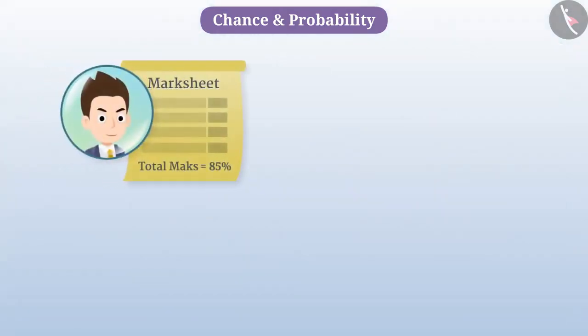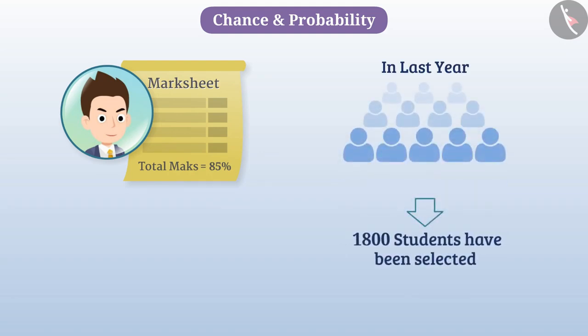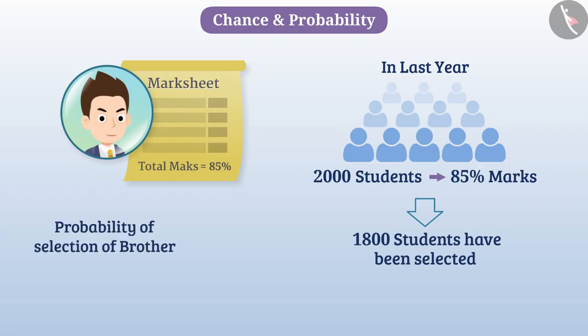Suppose your elder brother has got 85% marks in the government examination. If last time 1,800 students have been selected out of 2,000 candidates who have secured 85% marks, then we can say that the probability of selection of your brother is 1,800 divided by 2,000, that is 9 out of 10. Now, you can find out more such situations by yourself.